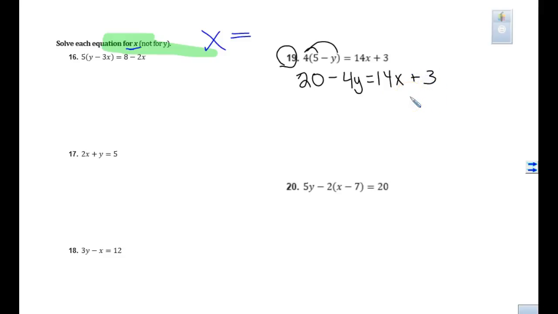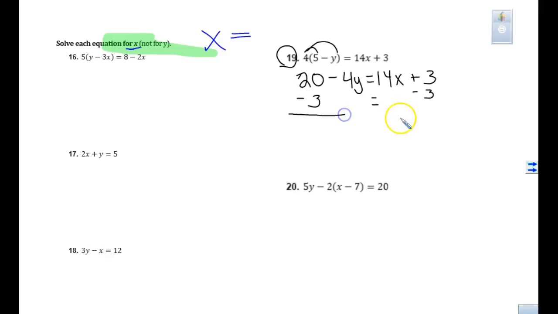Okay, I want to get the x all by itself, which is my 14x. What do I have to get rid of on this side? The 3. I'm going to subtract 3. When I subtract 3 on this side, where should I put the minus 3 on the other side? Under the 20, with like terms.